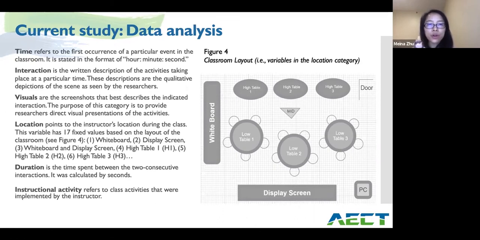Visuals are the screenshots that best indicate the interaction. Location: we categorize 17 fixed values based on the layout of the classroom, as you can see in figure 4. Duration is the time spent between two consecutive interactions. It was calculated in seconds. Instructional activities refers to the class activities that were implemented by the instructor.